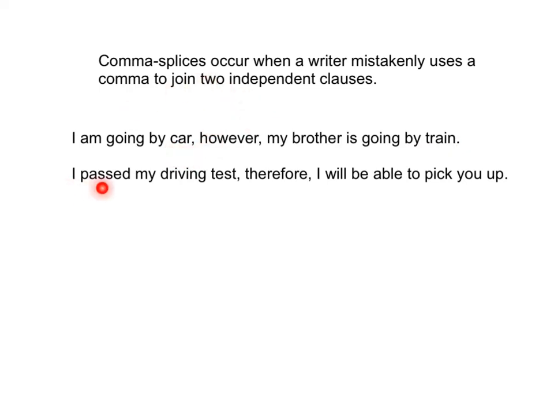Same thing here. I passed my driving test is one independent clause, therefore I will be able to pick you up is another. This comma is not strong enough to connect two independent clauses. The best way to connect two independent clauses when the second independent clause begins with a conjunctive adverb is by using a semicolon here instead of a comma.